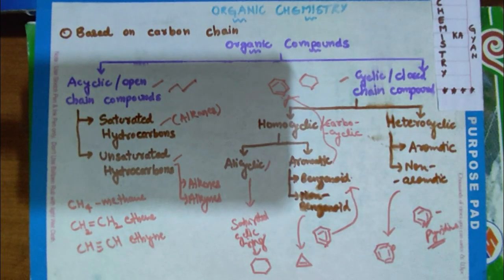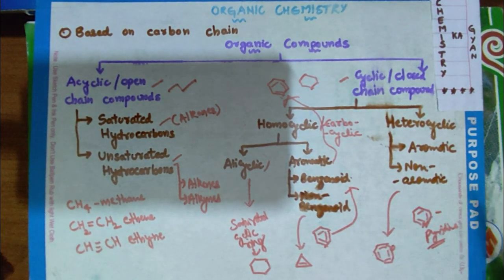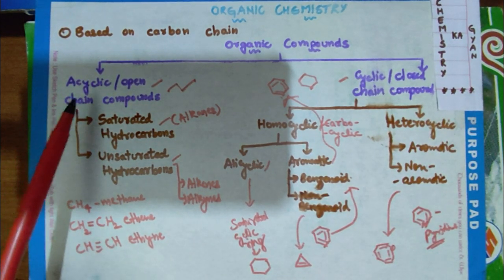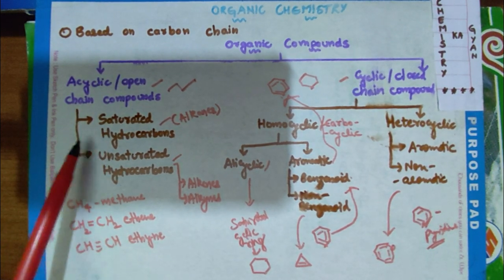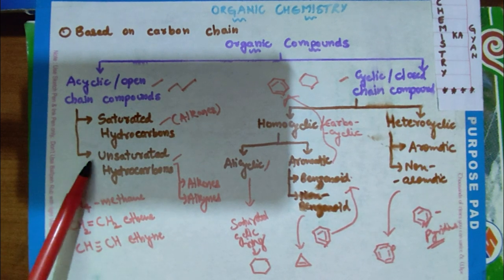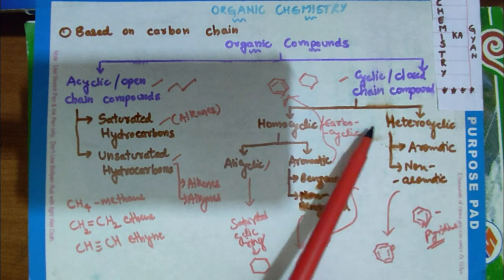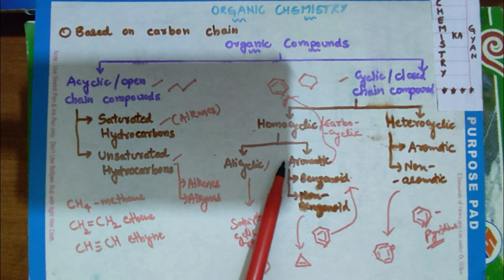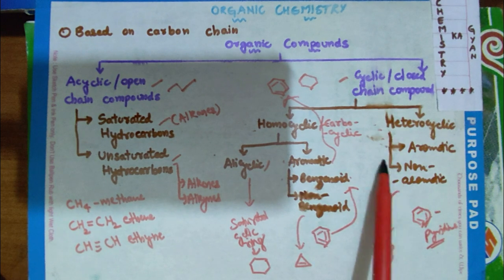So we have seen all the examples. If we revise it once again, organic compounds are divided into acyclic or open chain compounds and cyclic or closed chain compounds. Acyclic or open chain compounds are divided into 2 types: saturated hydrocarbons and unsaturated hydrocarbons. In saturated, the example would be alkanes. In unsaturated, the examples would be alkenes and alkynes. Cyclic is of 2 types: homocyclic and heterocyclic. Homocyclic is divided into alicyclic and aromatic. Aromatic is divided into benzenoid and non-benzenoid. Heterocyclic is of 2 types, aromatic and non-aromatic.